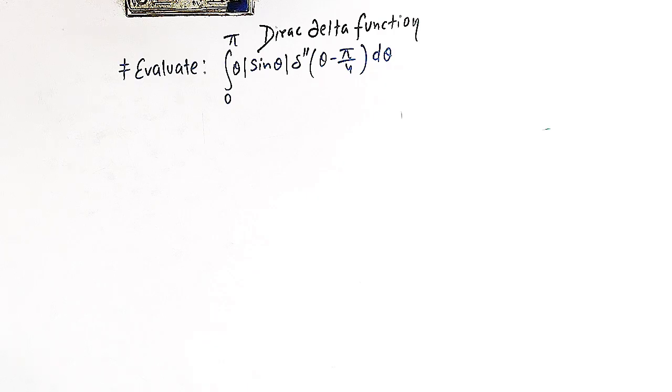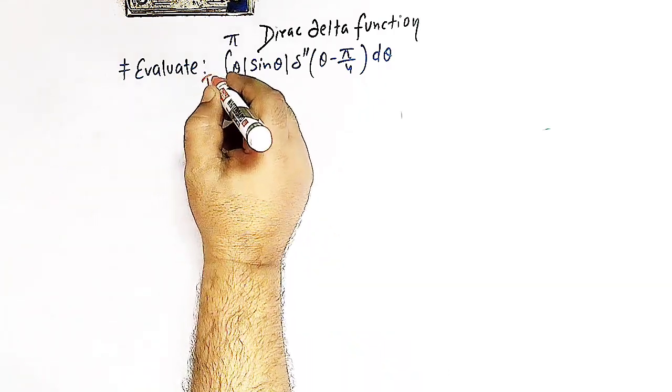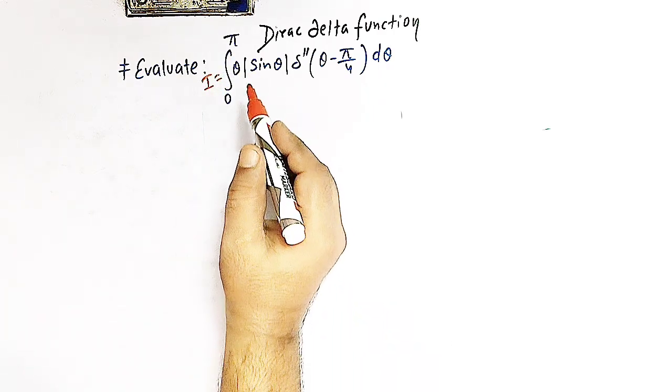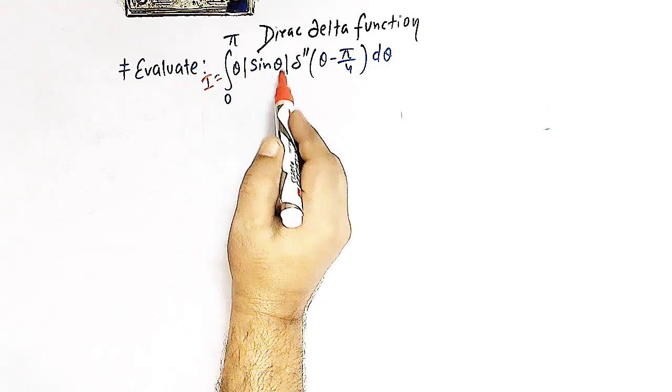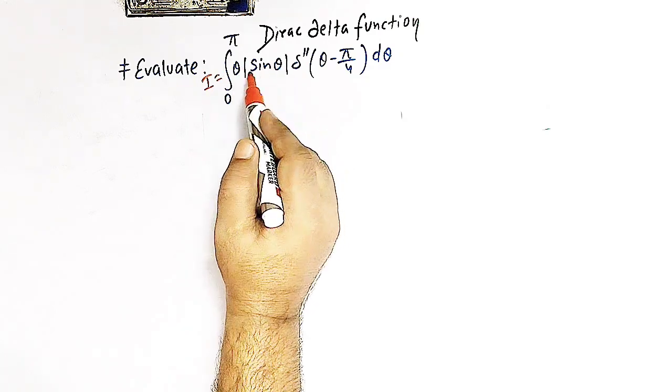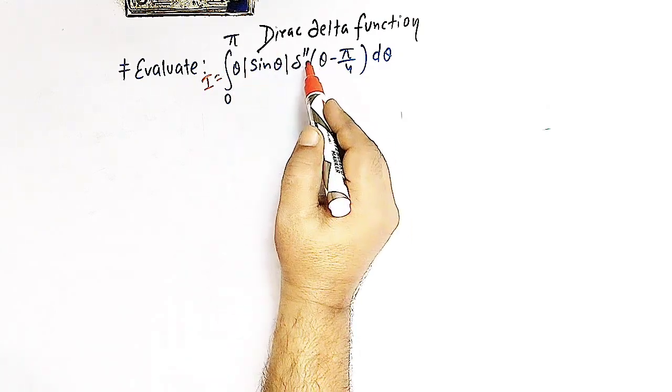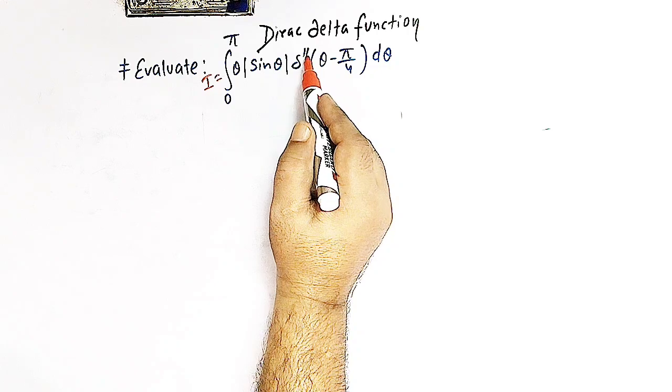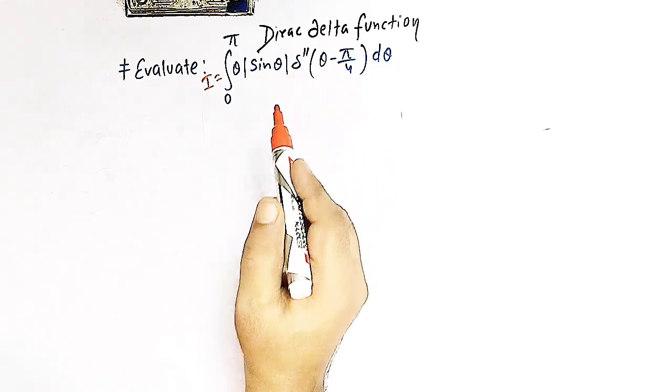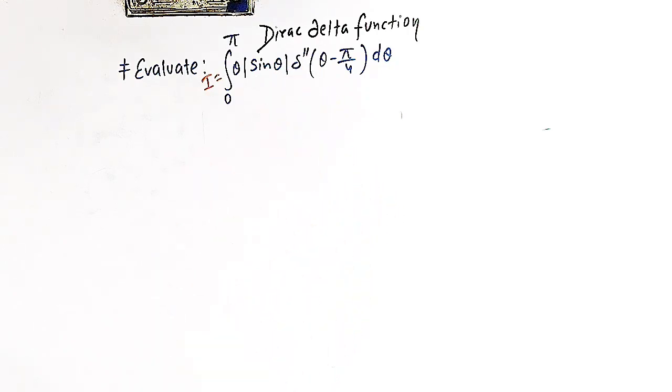So let us call this integral as I, and here we can see that the absolute value of sine theta is involved, and the second derivative of the delta function occurs, right? So let us see how we can solve this integral by using some properties of Dirac delta function.